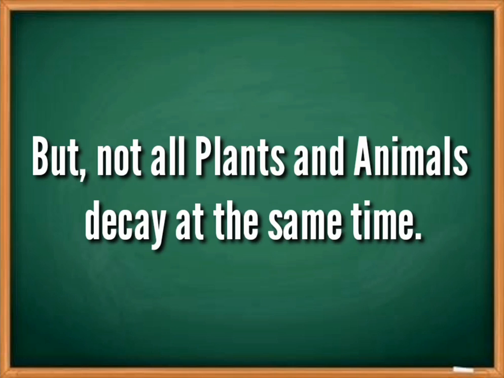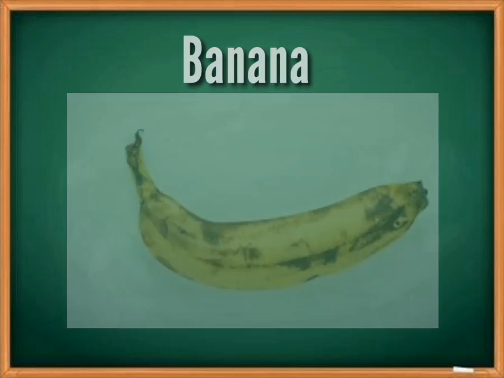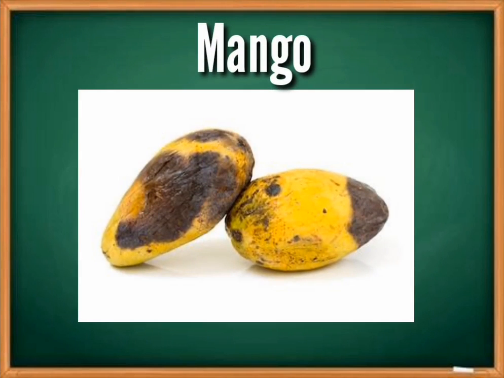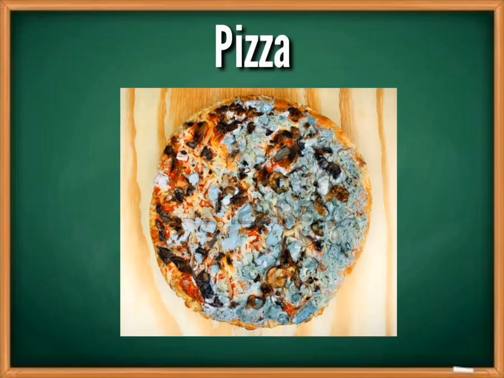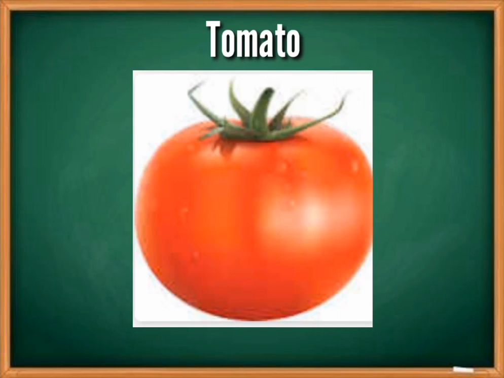But not all plants and animals decay at the same time. Here are some examples of decay. A banana. Mango. Pizza. A tomato.